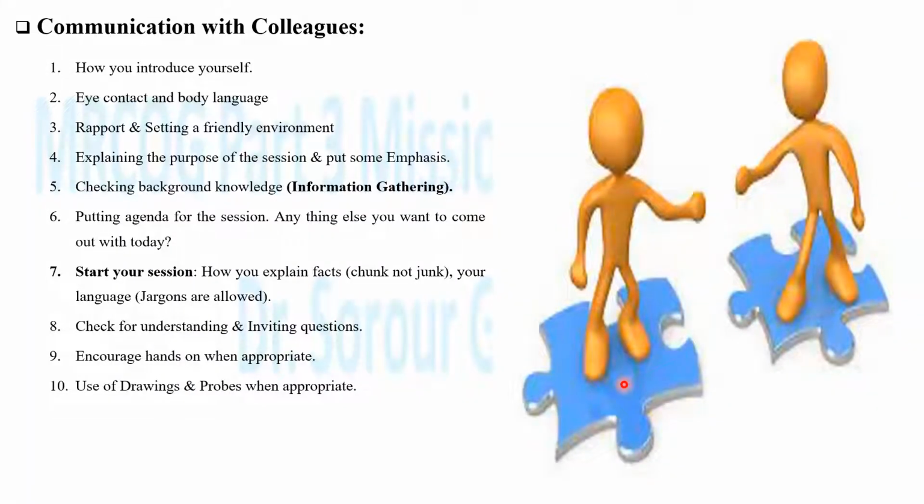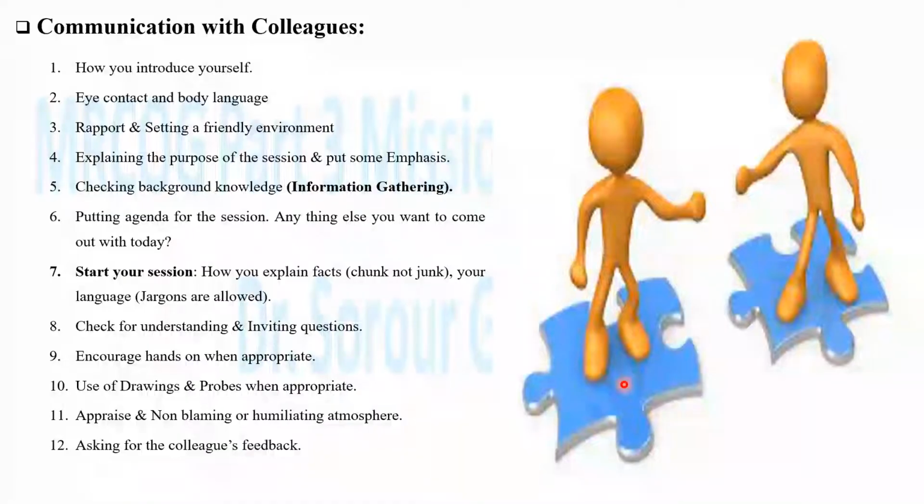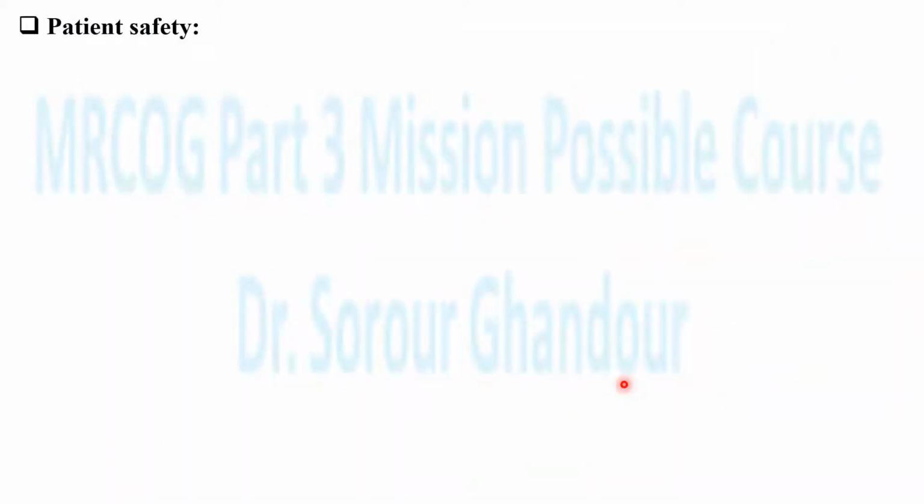In the online examination, if you have diagrams, use them. If you have a table, use it. So diagrams and tables in the online examination, you have to use them. During the discussion, always appraise your junior colleague and avoid a blaming or humiliating atmosphere. At the end, ask the colleague for feedback and offer articles and another discussion. Here in the teaching task, you are offering articles, not a patient information leaflet. A patient information leaflet is for the patient. For your colleague, it will be articles, and offer him another discussion.